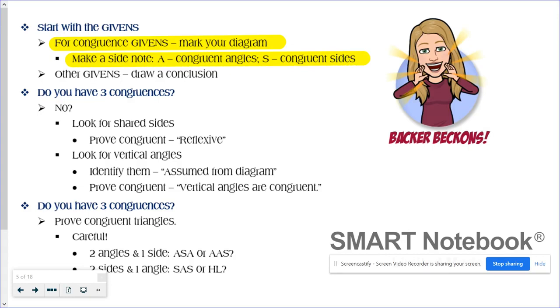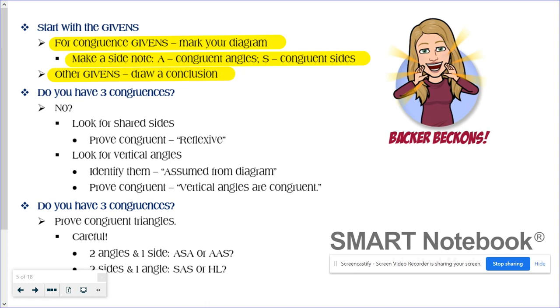This is going to help us to see when we have our three necessary congruences, and then we will know that we're ready to finish our proof. For any other givens, you want to draw a conclusion. You're probably going to be using a definition to draw that conclusion. Make sure you're referring to your reasons sheet. So you're keeping track of all of your known congruences. Remember, we need to have three of them to prove two triangles are congruent.